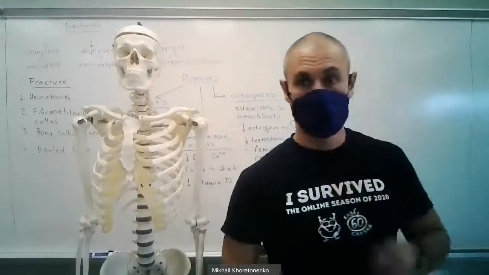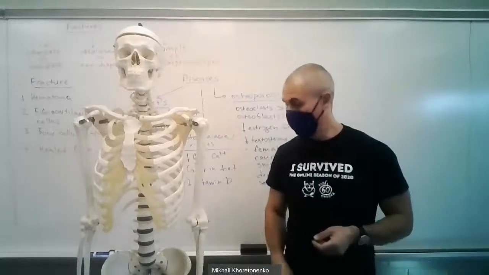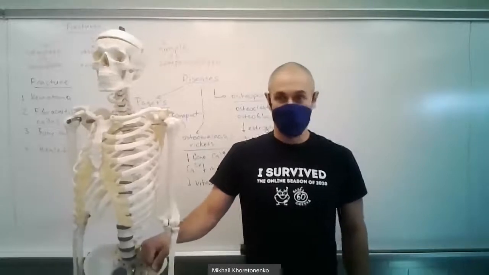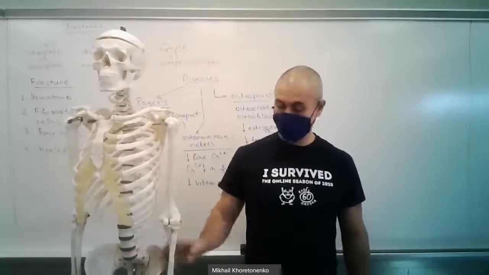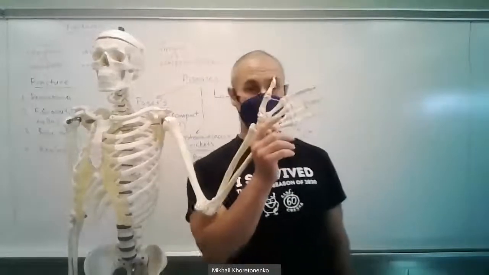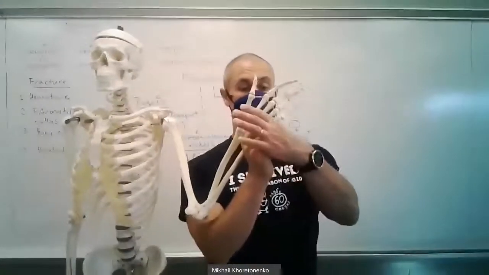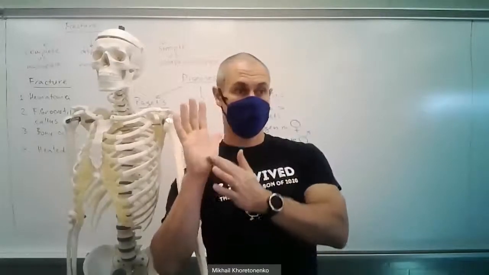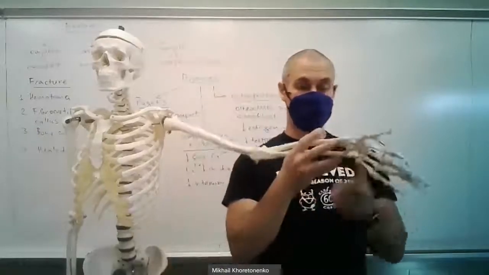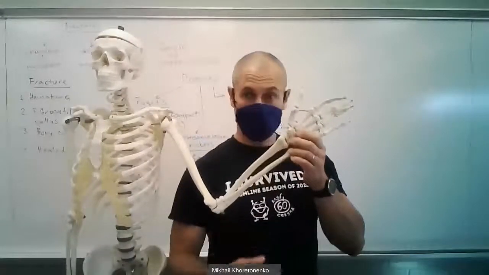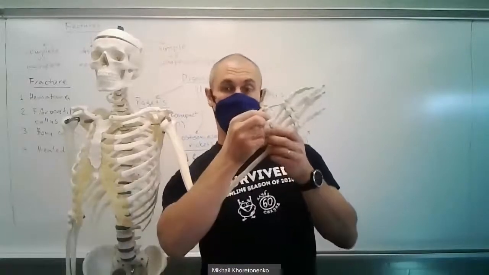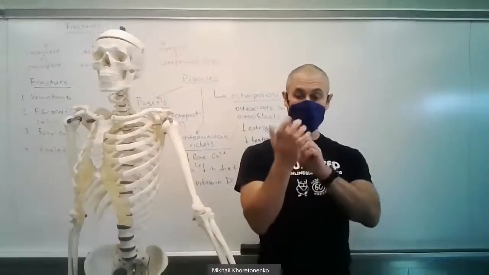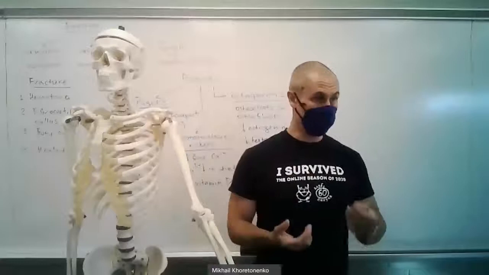That brings us to the hand. So the hand contains both the easiest and the hardest bones to remember. The easiest ones are metacarpals and phalanges. So these five bones, the bones that form your palm, are metacarpals. They are all metacarpals that differ only by a number. One, two, three, four, five. You start counting from the thumb and you go all the way to the pinky. Okay?